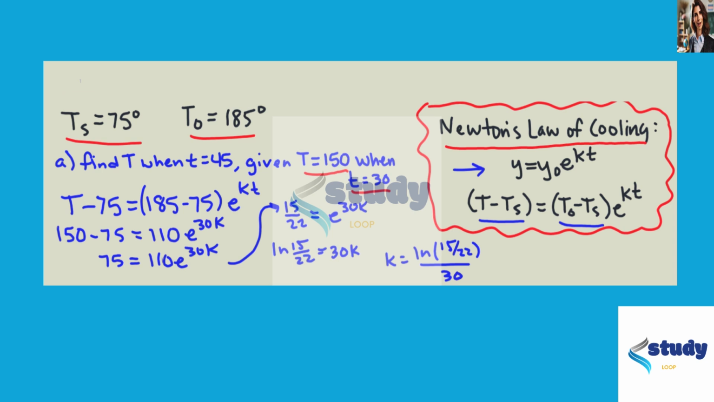So this gives us our model, which for this problem is going to be T minus 75 equals 110 times e to the natural log of 15 over 22 times 30 over 30 times t. Okay, so we're going to use that model to help us finish part A, which is to find the temperature when the time is 45 minutes.